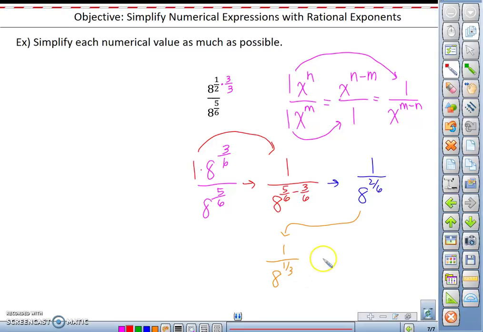Index of 3 tells me I'm dealing with the cube root of 8 to the 1st power. And so that would just be 8, and the cube root of 8 is 2, so that gives me the fraction of 1/2 as a final value.